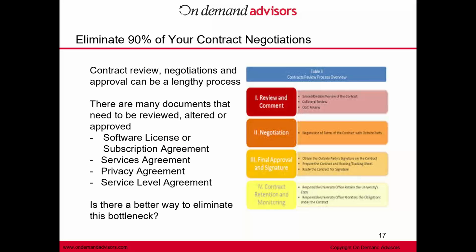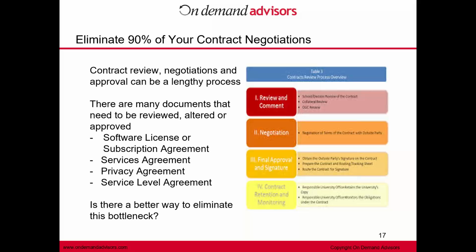Another part of what we do for websites, and this is an optional part, is what we call accelerated contracting. So the problem that many companies have is that the contract review, negotiations and approval can be very lengthy, especially if you're selling to the enterprise. So you've got a lot of documents out there that you provide to a prospect. If you're a services company, it may be a services agreement.